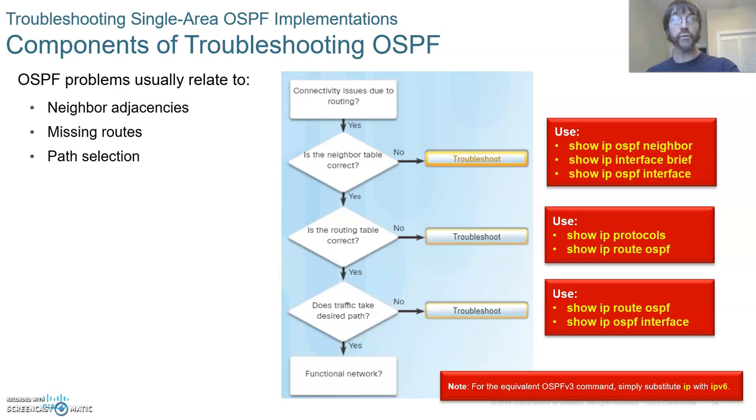If the neighbor table is correct, but it's still not doing what you think it should be doing, is the routing table correct? Do show IP protocols. Do show IP route OSPF. On all the routers that might have something to do with it, not only on the router that doesn't have the route, but think about the other routers on the path between the router that should have the route and the router that should be advertising the route.